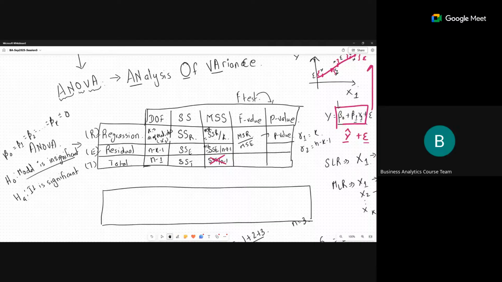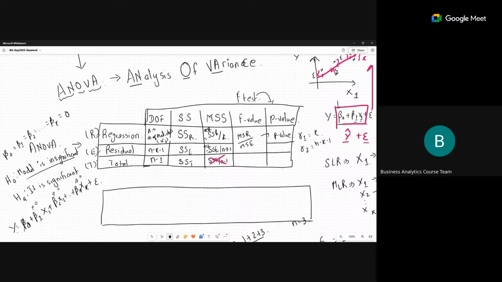I am fitting a regression model y is equal to beta naught plus beta 1 x1 plus beta 2 x2 plus so on beta k xk plus epsilon. This is telling all of these values are going to be 0. So y is equal to epsilon. Y is completely a random entity. You have not built anything that is going to help you predict. That is your null hypothesis.